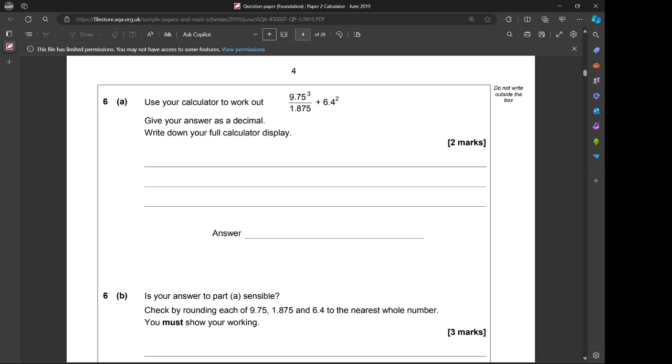So 6A is a classic calculations question. So if you need to revise the use of a calculator.